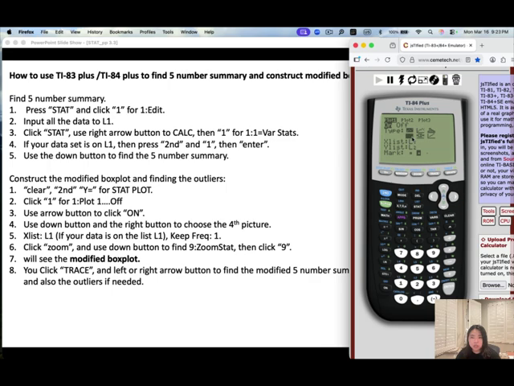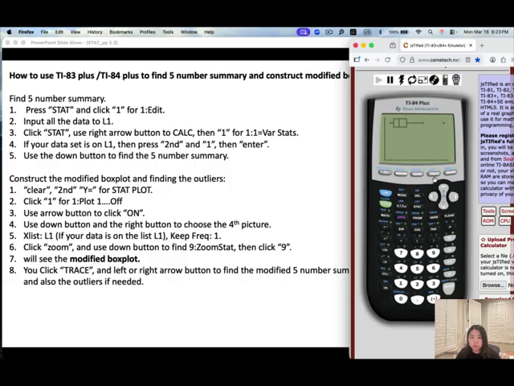You can see the dot here. The fourth icon will be the modified box plot. The fifth one will be the regular box plot. Enter. And then my list is going to be L3, so second 3 for L3. The mark doesn't matter, it's up to you which one you pick. After you're done, you click zoom, go down to number 9, ZoomStat. So you will see your modified box plot here.